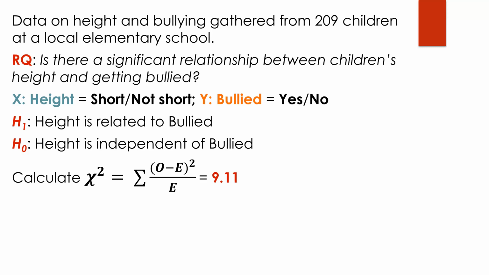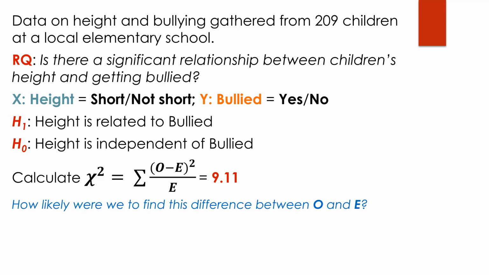Now, to reiterate, the key thing with hypothesis testing is we need to know: is this chi-square score statistically significant? Remember what that means. Assuming the null hypothesis is true, was it likely or unlikely for us to find this chi-square score? Assuming height is independent of being bullied, assuming they're not related, was finding this difference between what we observed and what we expected unlikely, or was it likely, assuming height is not related to being bullied?